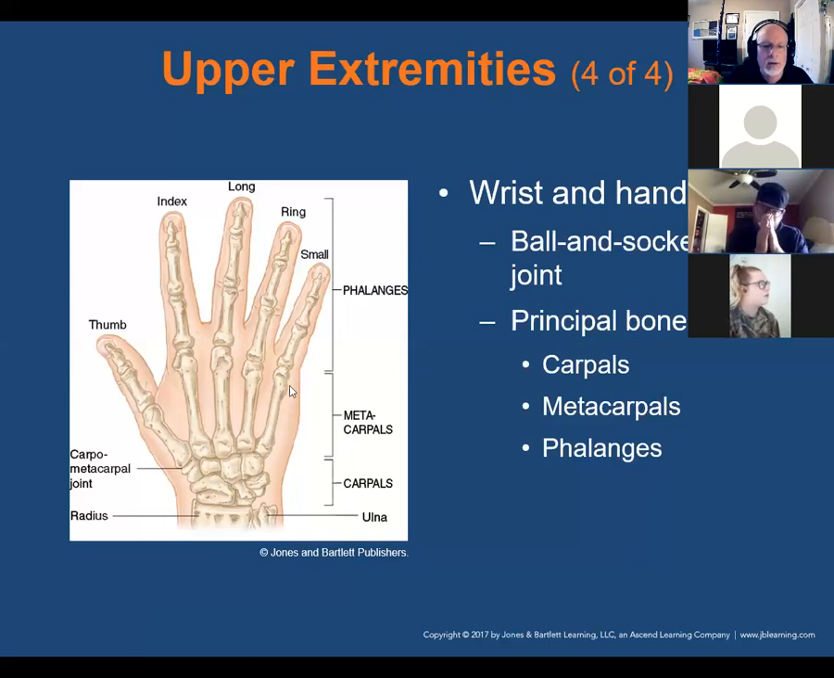All right, metacarpals, those bones that make up your palm, those are metacarpals, and then your phalanges are your fingers.